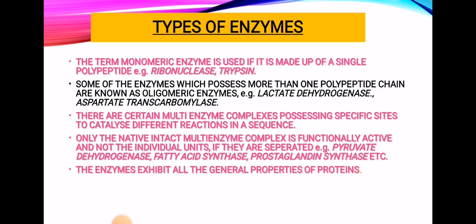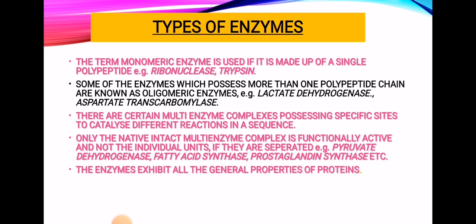So coming to the types of enzymes, the term monomeric enzyme is used if it is made up of a single polypeptide, for example ribonuclease, trypsin. So these are single polypeptide proteins. Some of the enzymes which possess more than one polypeptide chain are known as oligomeric enzymes. Examples are lactate dehydrogenase, aspartate transcarbamylase.